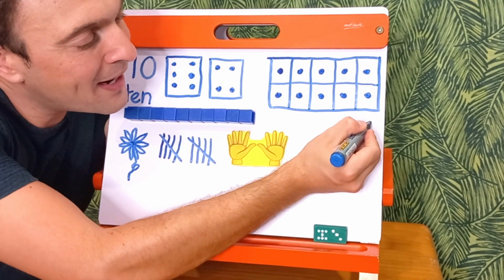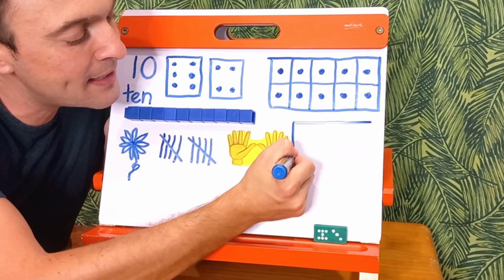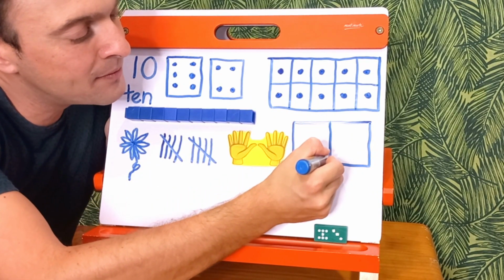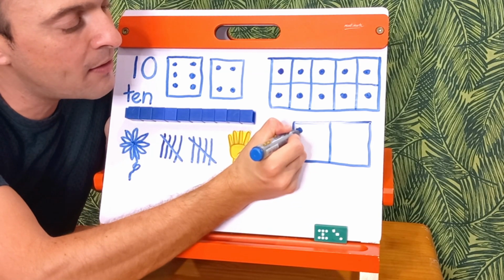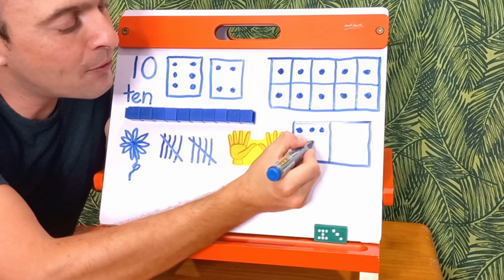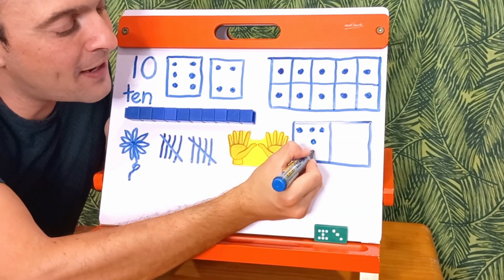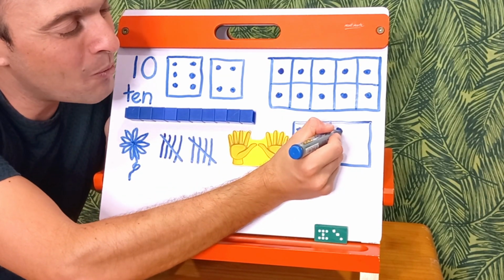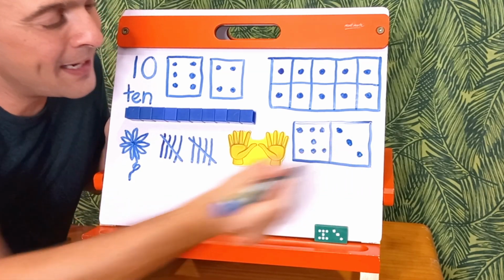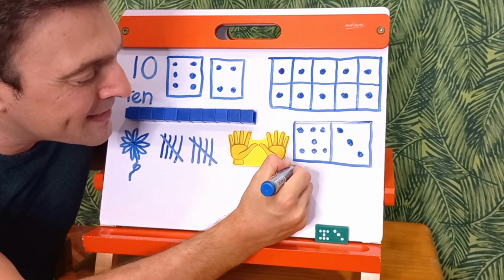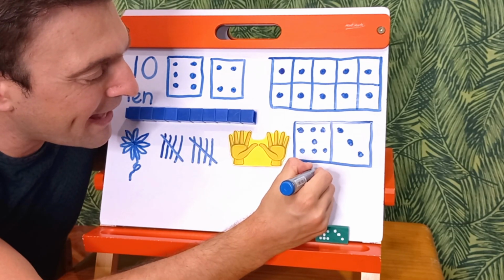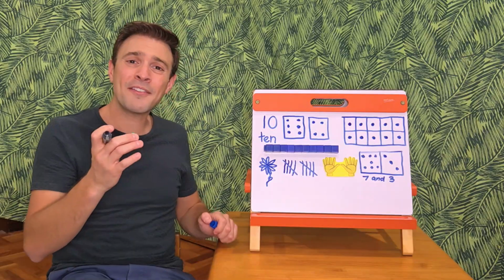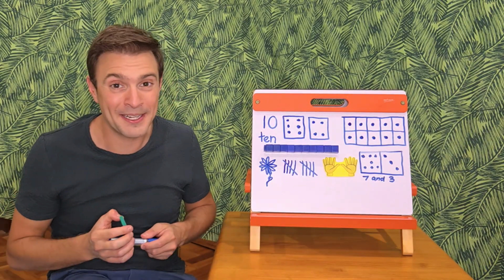So, I'll draw my domino rectangle like this. And then of course, a line down the middle. And I'll draw 7 dots on this side. 1, 2, 3, 4, 5, 6, 7. And then 3 on this side. 1, 2, 3. And this shows 7 and 3. Now, 7 and 3 are not the only two numbers that can make 10.